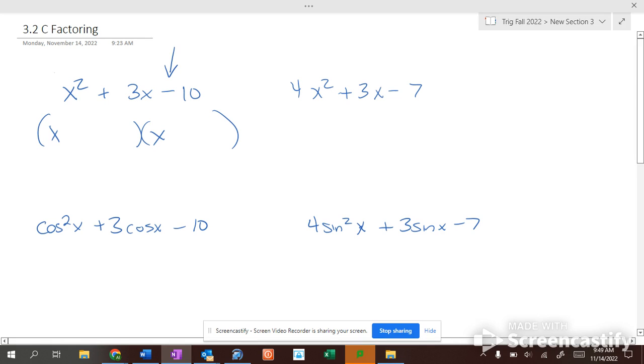That negative sign says our signs are going to be the same or opposites? Opposites. We're going to have opposite signs in this one. A positive and a negative.